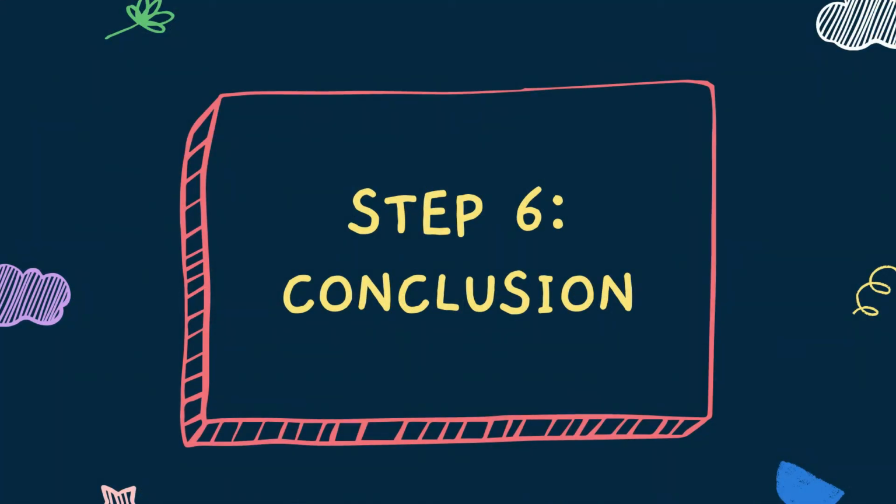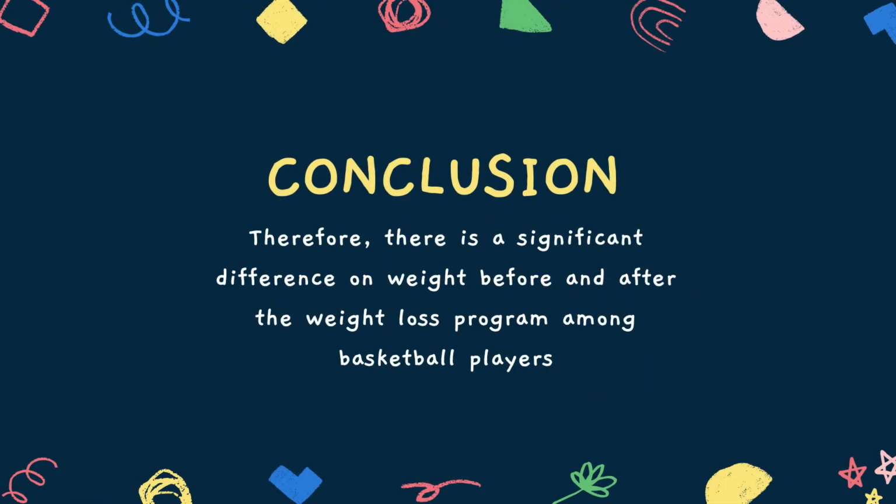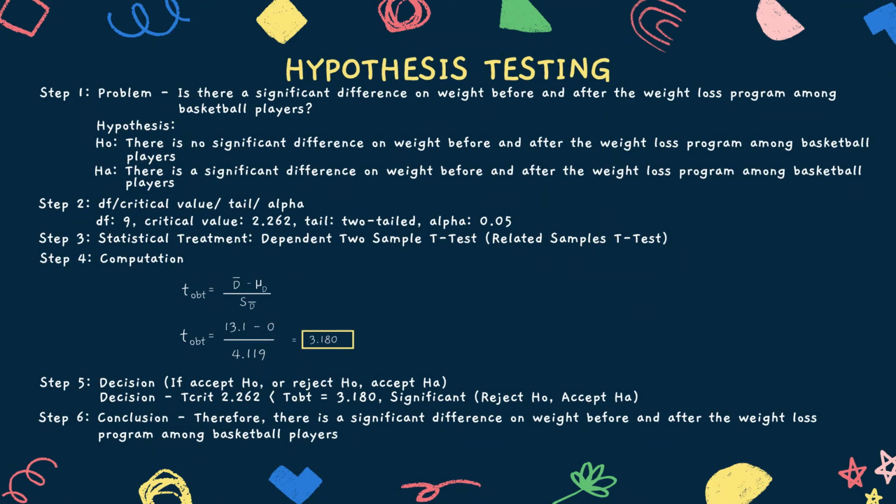After the decision comes the conclusion or step 6. Here, we would conclude the result. Since we rejected the null hypothesis and accepted the alternative hypothesis, therefore, there is a significant difference on weight before and after the weight loss program among basketball players. This is what the hypothesis testing looks like once it is complete.